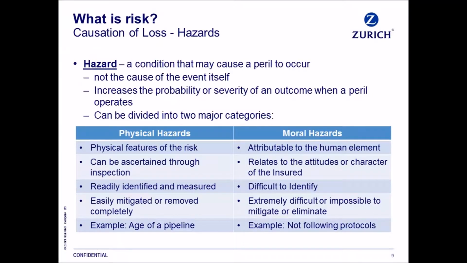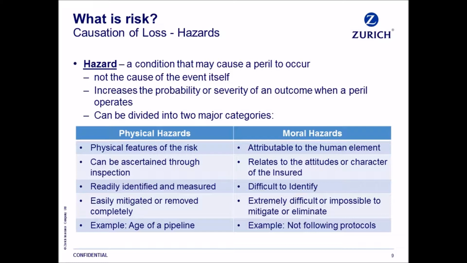The second thing contributing to causation of loss is a hazard. And this is the term that causes the most grief often. It's a condition that may cause a peril to occur. So it may increase the probability or the severity of a peril being triggered, but it's not the cause of loss itself. And there's really two ways we subdivide this.